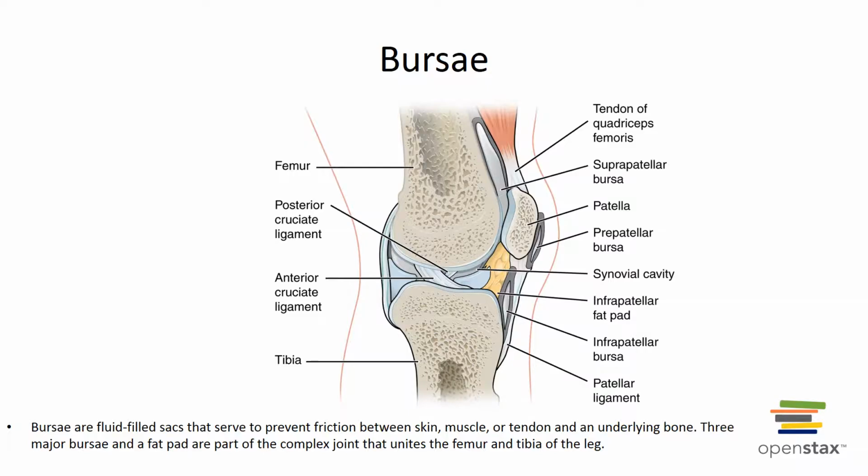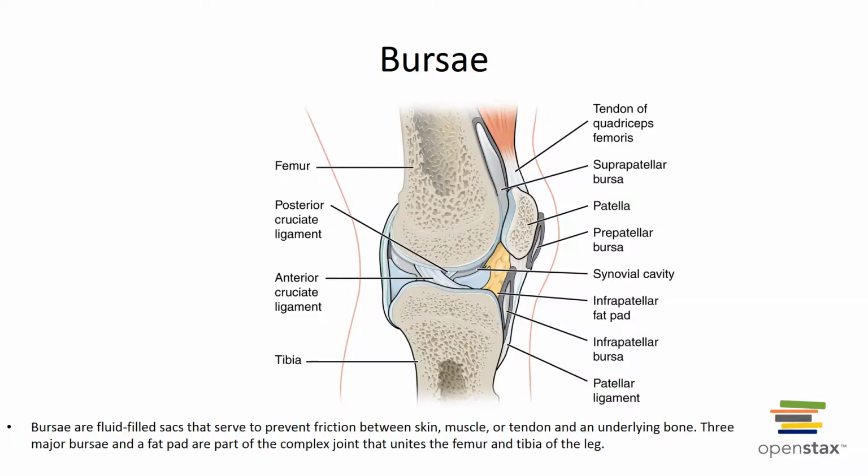Fat pads are another type of accessory structure in a synovial joint. Fat pads are localized masses of adipose tissue covered by a layer of synovial membrane. They are commonly superficial to the joint capsule. Fat pads protect the articular cartilage and act as packing material for the joint. When the bones move, the pads fill in the spaces created as the joint cavity changes shape.